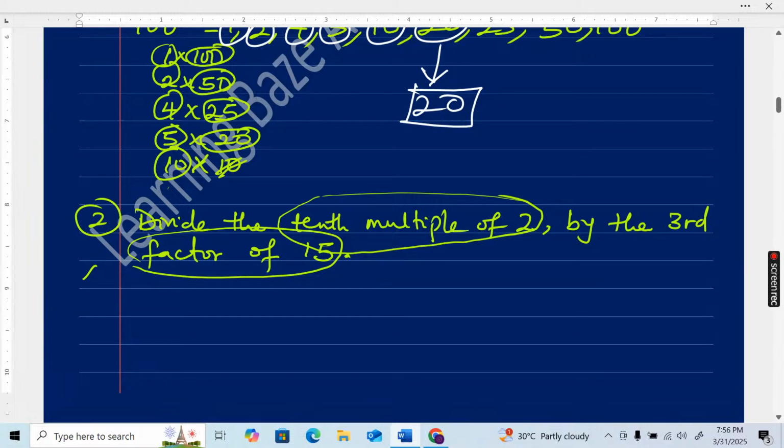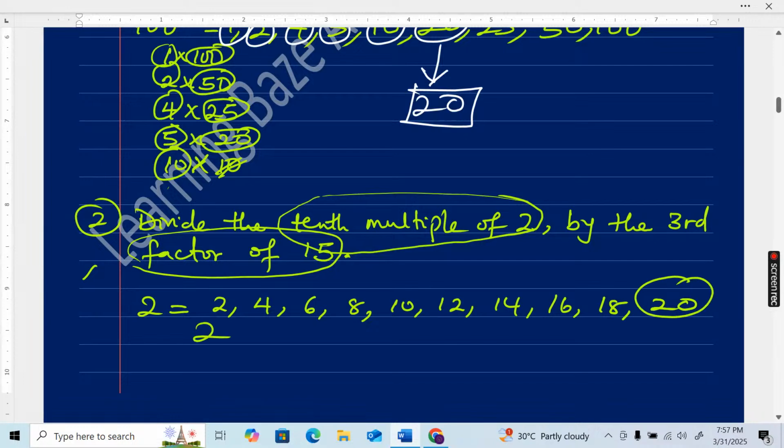All right. Now, the 10th multiple of 2. What are the multiples of 2? 2, 4, 6, 8, 10, 12, 14, 16, 18, 20. That's 2 times 1, 2, 2 times 2, 4, 2 times 3, 6, up to 2 times 10, you have 20. So the 10th multiple of 2 is 20.